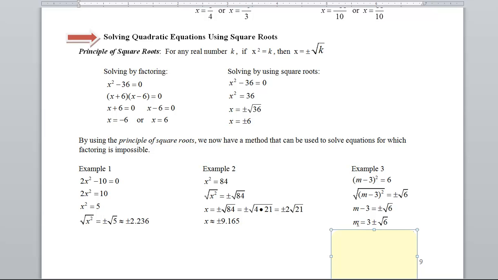So now this is an exact answer. If you put it in your calculator, you'll end up with the following approximation. That m is approximately equal to 5.449, or m is approximately equal to 0.551. So again, you need to listen to your instructor to see exactly what they want.